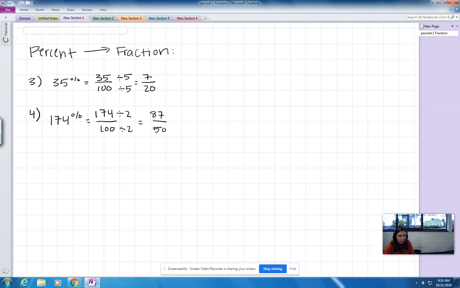Now that that's done, I can check again and see if there's anything that goes into both of these numbers. Well, I know that the only things that go into 50 are 5, 10, 25, and 50. None of those go into 87. So we've divided out all the common factors. Last step is to make it a mixed number. 50 only goes into 87 one whole time before it's too big. But there's still 37 pieces, or 37/50ths, left over. So 174% is the same as 1 and 37/50ths.